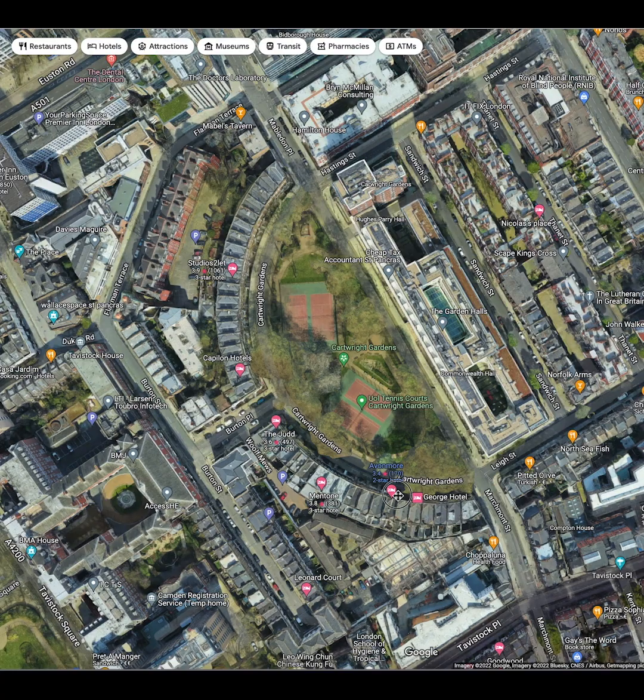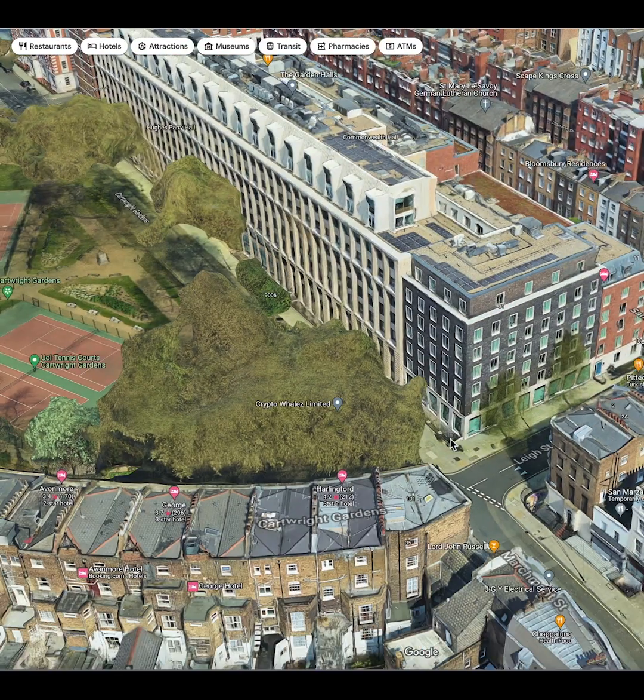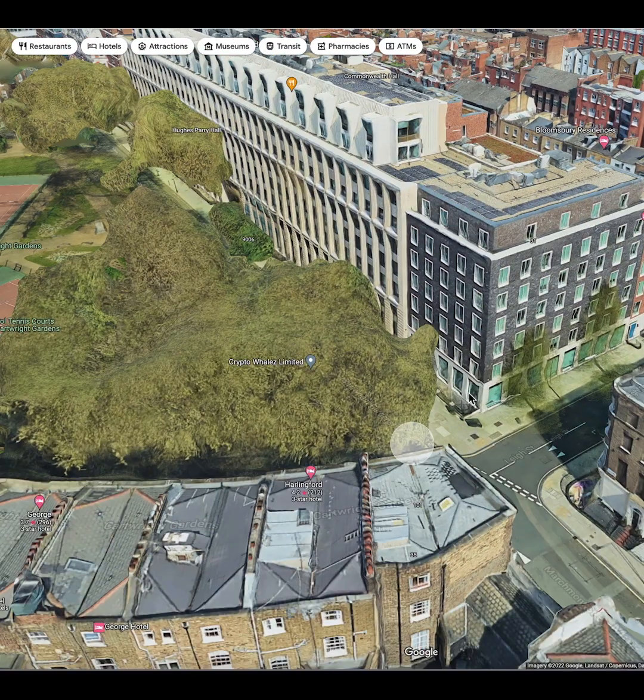First, I always suggest checking on Google. What you can do is basically count the windows in order to understand the height of the building. Every row of windows represents a story, and a floor is normally 3 meters high. Apart from the ground floor, which is normally around 4 or 5 meters high, so it's a little bit higher. The other stories are all 3 meters.